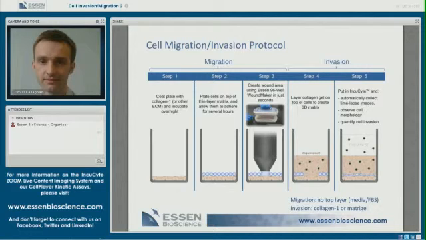After the gel has had time to set, we apply media, again containing compound, on top of the gel, and the plate is then placed within InvasionMigration for imaging and quantification. At Essen, we've validated both collagen 1 and Matrigel for use in this assay.